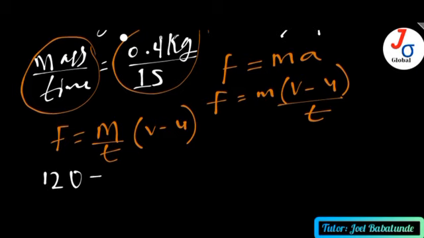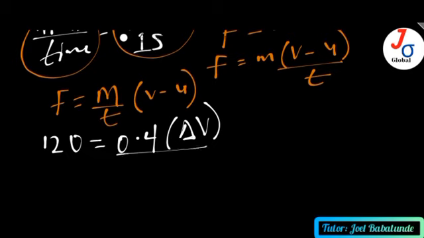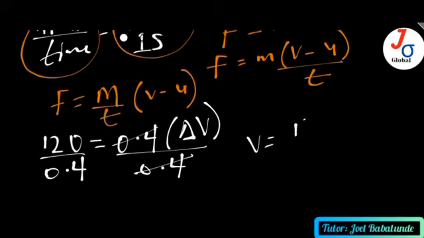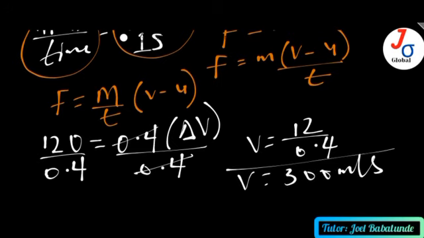120 equals m over t, which is actually 0.4, then we now have change in v. That's a change in velocity, and that's what we're looking for. And so if we divide both sides by 0.4, so what should you get? So then our v has to be 120 divided by 0.4, and that equals 300 meters per second. So that is the speed. That is the speed at the end of the jet engine.